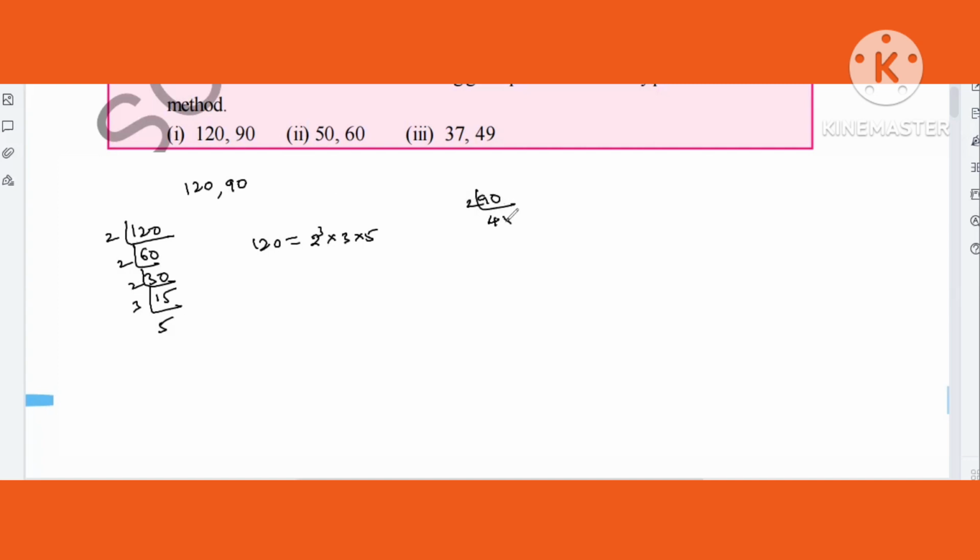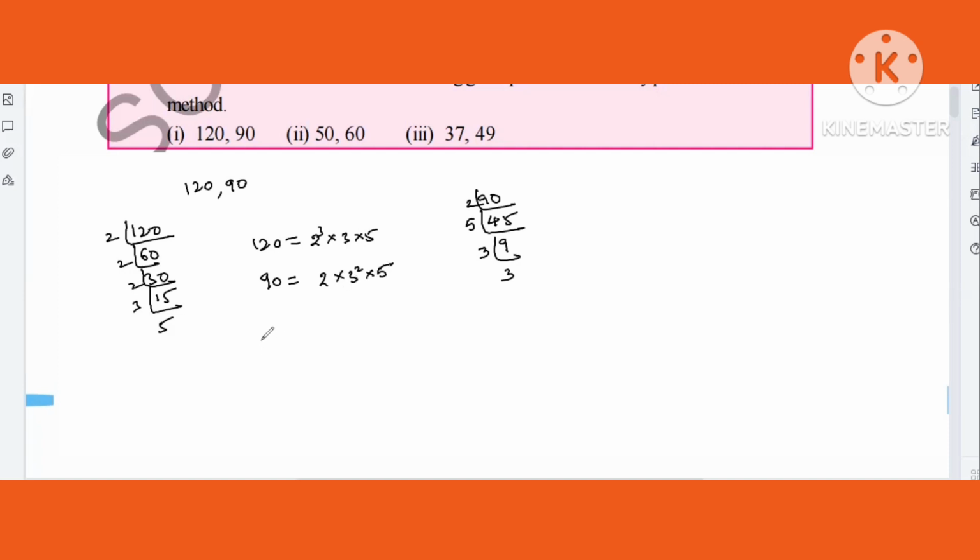2 45s are 90, and 5 9s are 45. 3 3s are 9. So after 2 I have taken 5. You can take 3 also, no problem. You can do it in any way. Okay. So here 90 equals 2 into 3 square into 5.